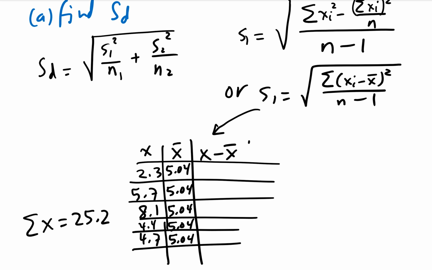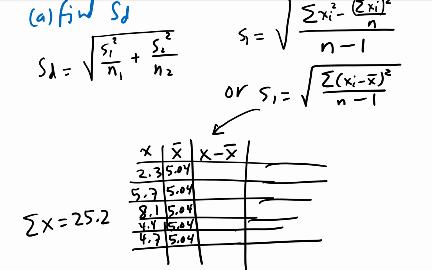Then you do x minus x bar. We have to subtract them. 2.3 minus 5.04 is negative 2.74. 5.7 minus 5.04 is 0.66. 8.1 minus 5.04 is 3.06. 4.4 minus 5.04 is negative 0.64. 4.7 minus 5.04 is negative 0.34. Then we have to square those.